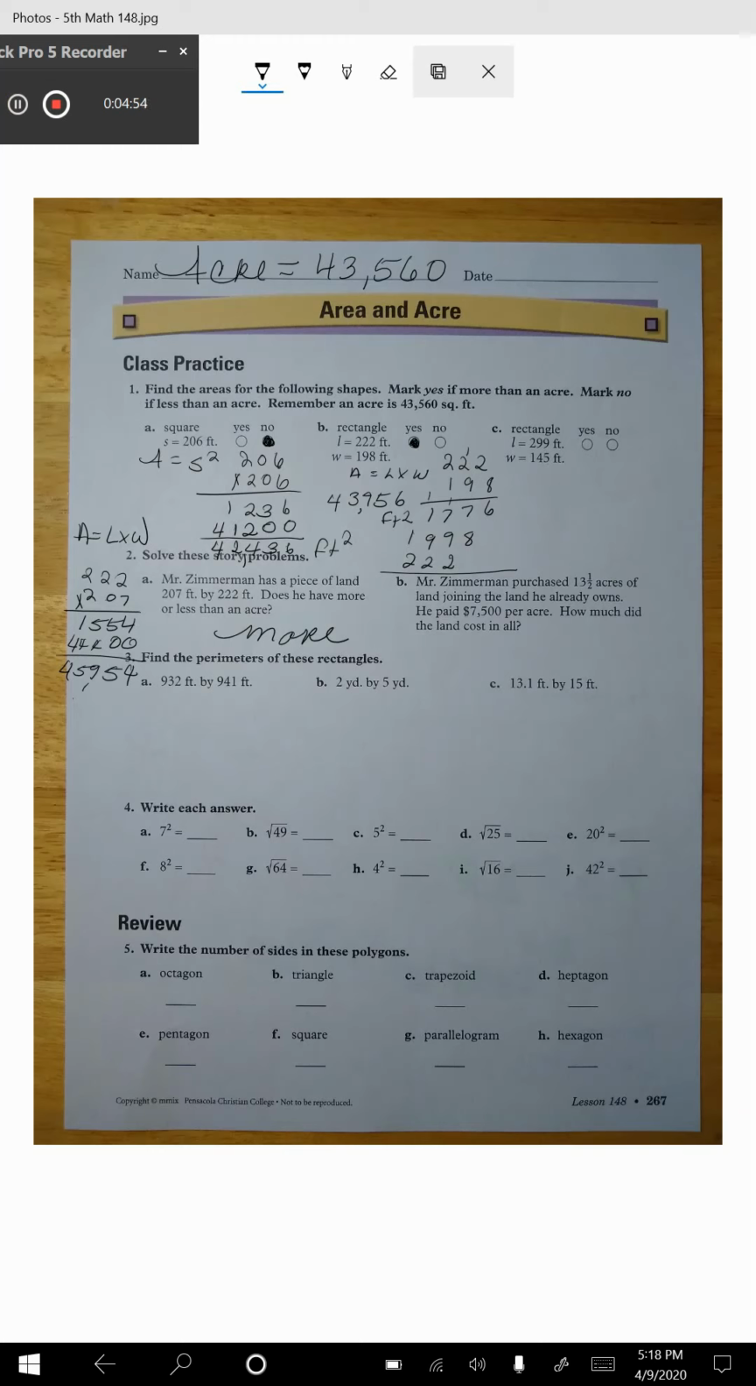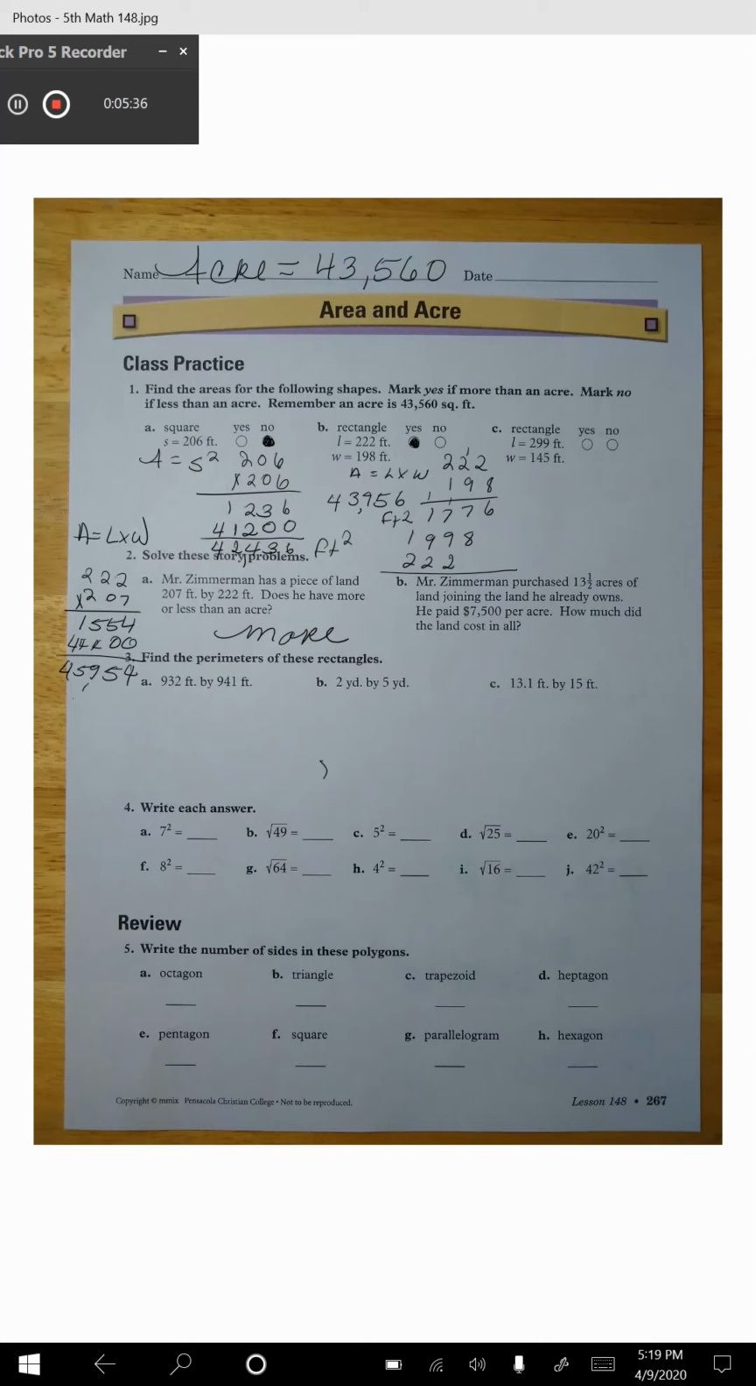All right. Mr. Zimmerman purchased 13.5 acres of land adjoining the land he already owns. He paid $7,500 per acre. How much did the land cost in all? So Mr. Zimmerman purchased 13.5 acres of land joining the land he already, oh, okay. So we don't have to add in the old, we just have to do it times the 13.5, right? Looks like that to me.